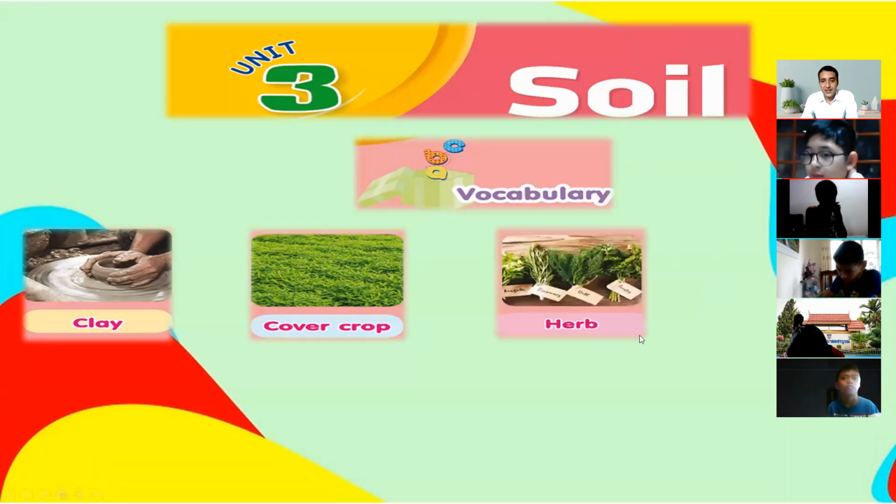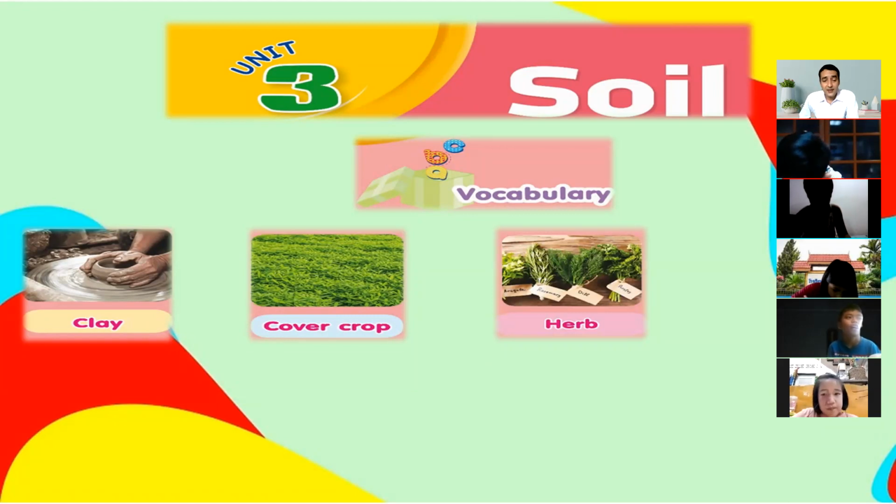Now, the third vocabulary word, we have herb. Pronounce after me, students. Herb. Herbs are any plants with leaves, seeds, or flowers which are used for flavoring food or medicine. Those can be leaves, seeds, or flowers of the plants. So those are herbs.